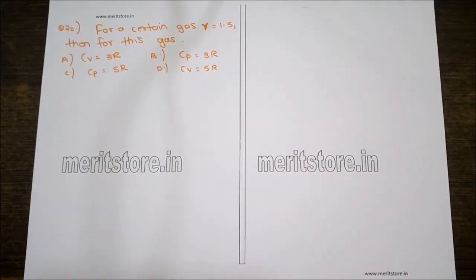For a certain gas, gamma is equal to 1.5. Then for this gas, the options given are Cv is equal to 3R, Cp is equal to 3R, Cp equals 5R and Cv is equal to 5R.